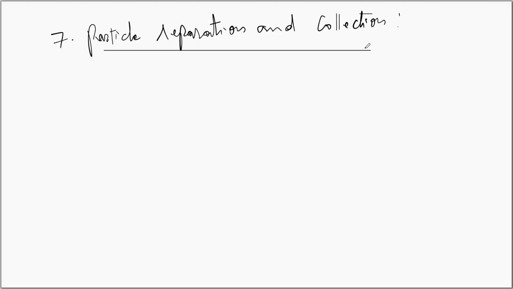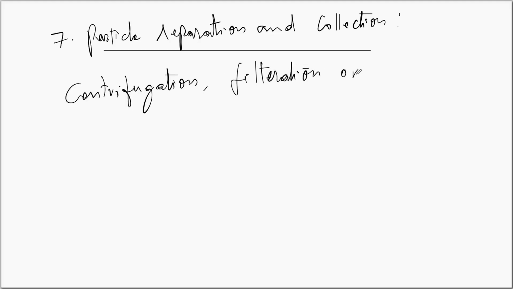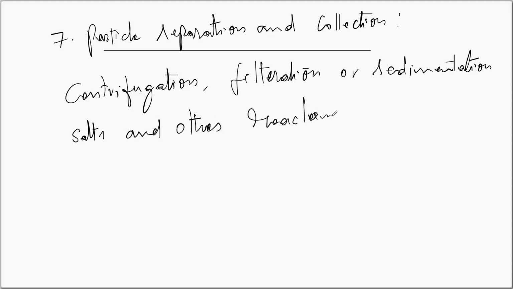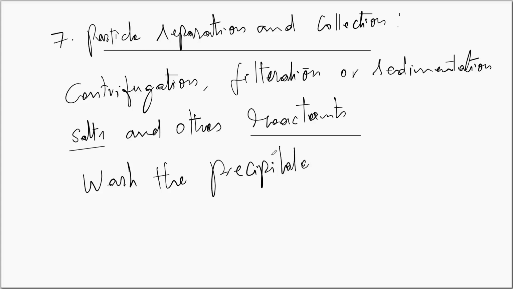The seventh point is particle separation and collection. After the precipitation reaction is complete, the nanoparticles are separated from the solution. This can be achieved through techniques like centrifugation, filtration, or sedimentation. The collected particles are then washed to remove any impurities or residual reactants. The collected particles will have certain salts and other reactants. To remove these salts and other reactants, we wash the precipitate several times.